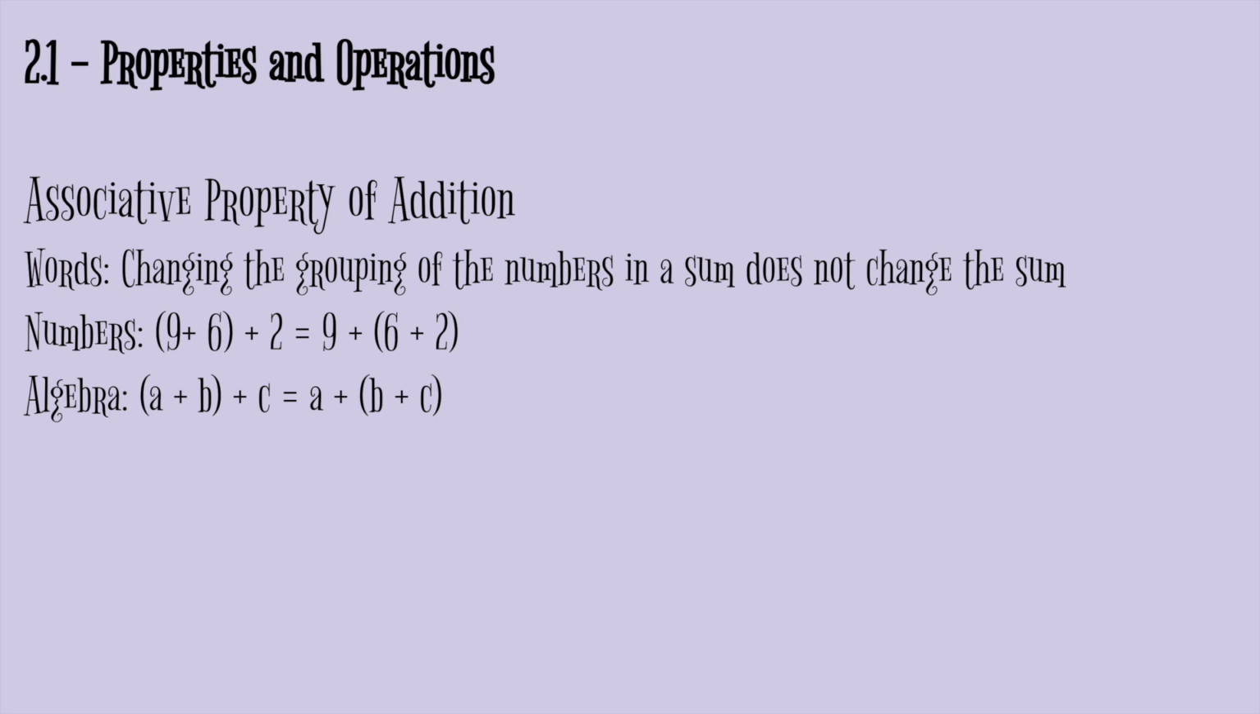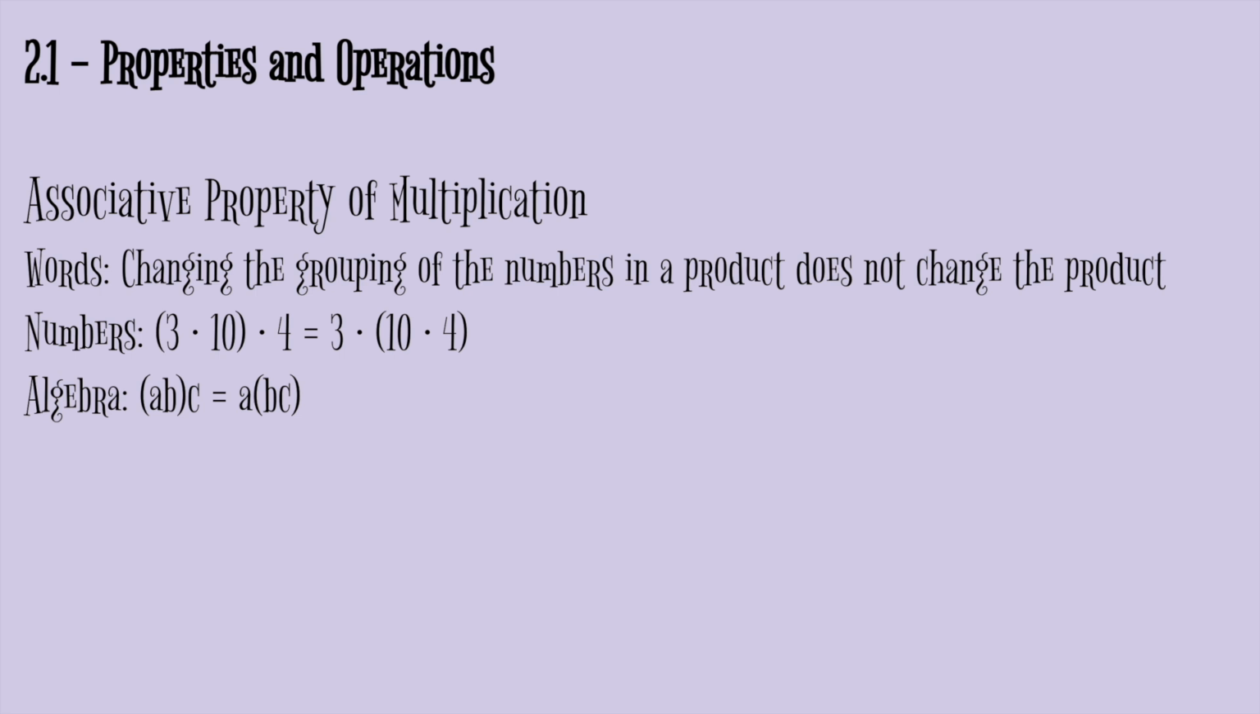Fourth, the associative property of multiplication states that changing the groupings of the numbers in a product does not change the product itself. In numbers, it is (3 times 10) times 4 is equal to 3 times (10 times 4). Algebraically, it is (AB) times C is equal to A times (BC).